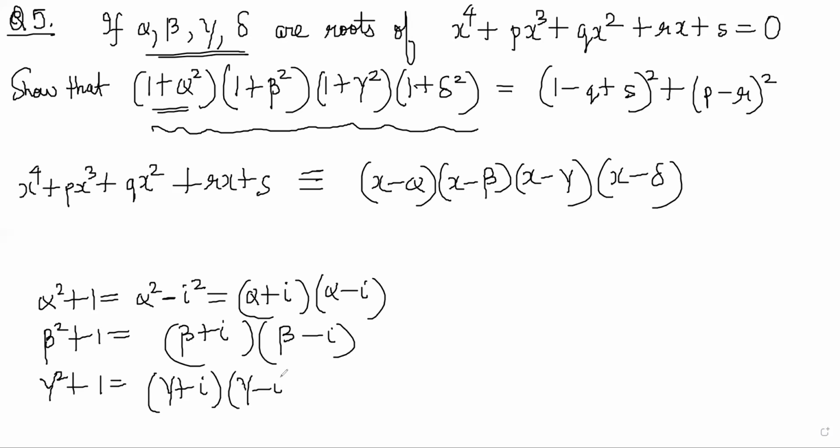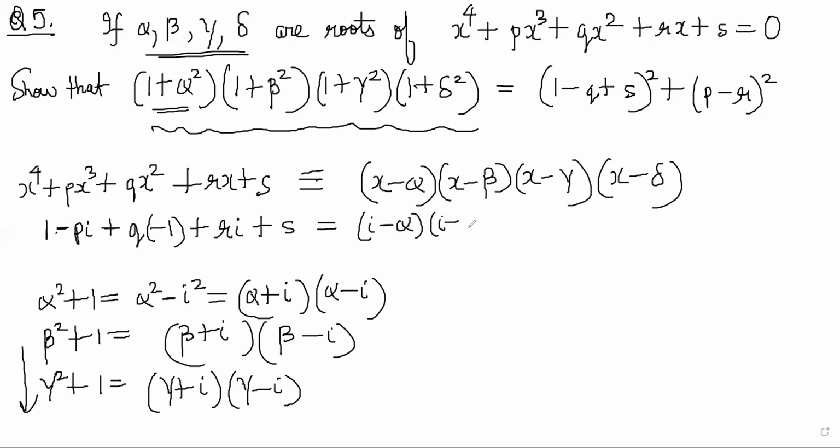So we have something like this, and something for the delta term also. Therefore, putting x equal to i, what do we get? So we get i to the power 4 is 1, plus p i cube is minus p i, 1 minus p i, plus q into minus 1, plus r i plus s, is equal to (i minus alpha)(i minus beta)(i minus gamma)(i minus delta). And now you put x equal to minus i.